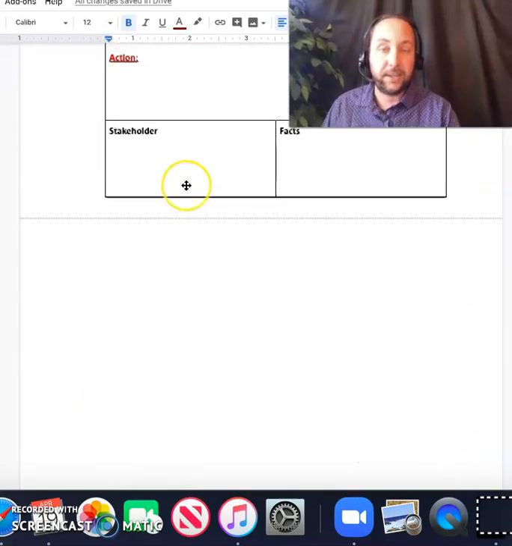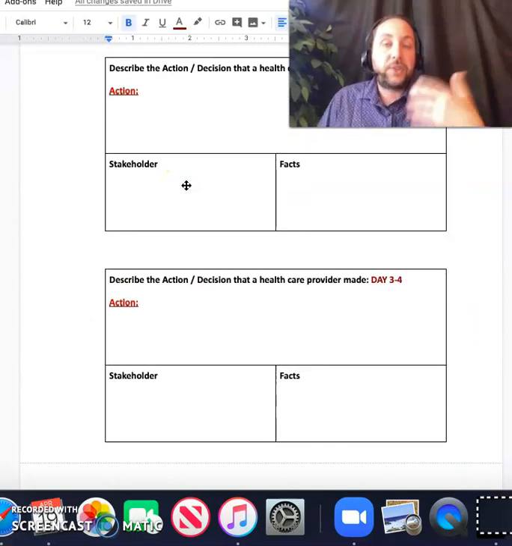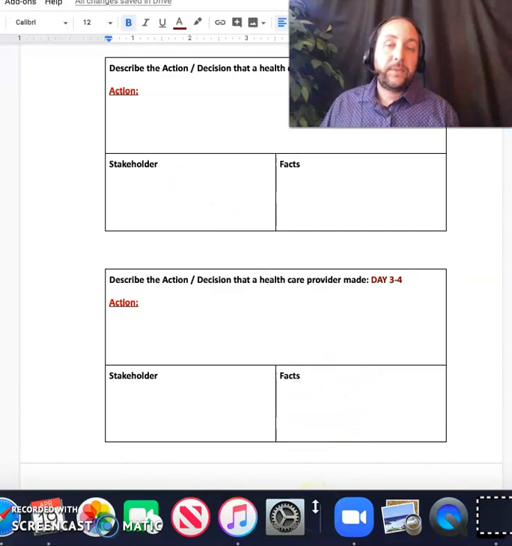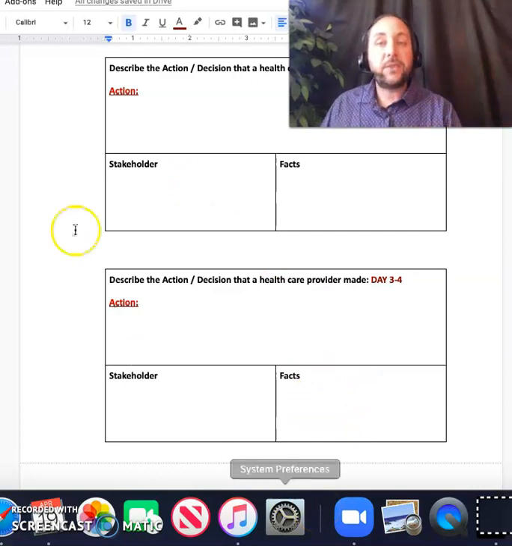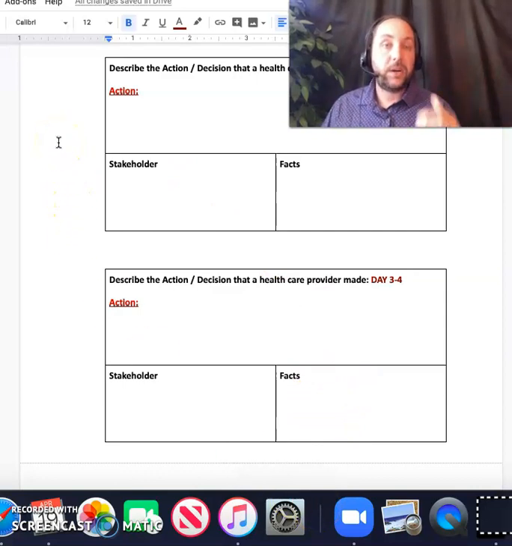If you're not going to do well, I mean, you're going to struggle on this. And then what facts are they working with, right? And that's your formative work on using stakeholders and identifying facts. Okay? Let me know if you have questions.